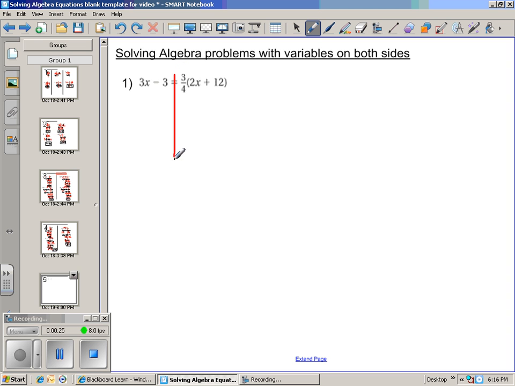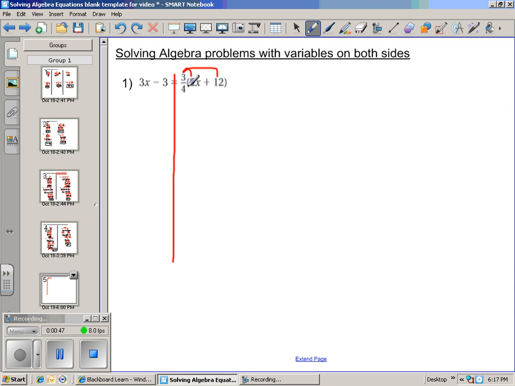Well, with any problem, I like to go ahead and divide the problem into a left side and the right side of the equal sign. Now, if you look at this, the first thing we have to do is distribute this 3/4. And just because you see a 3/4 doesn't mean you have to go grab your calculator right away. All right, we're still going to distribute.